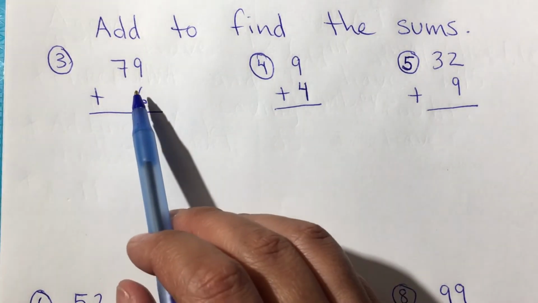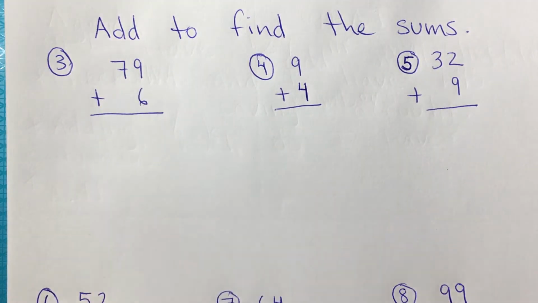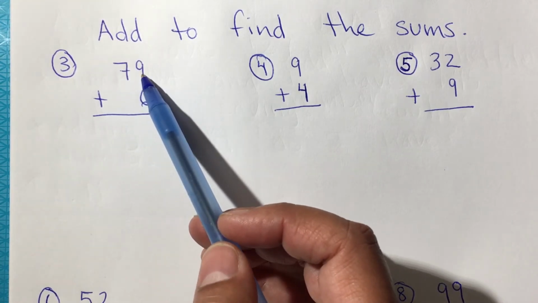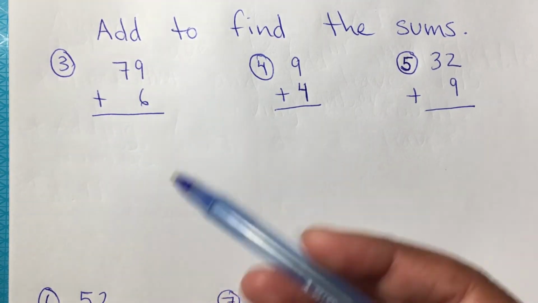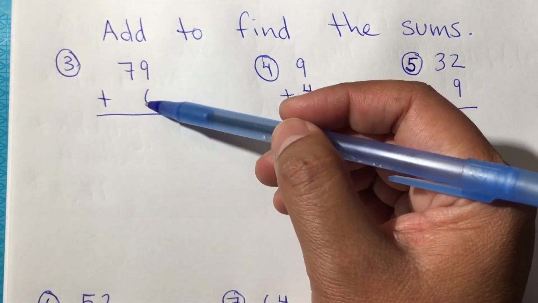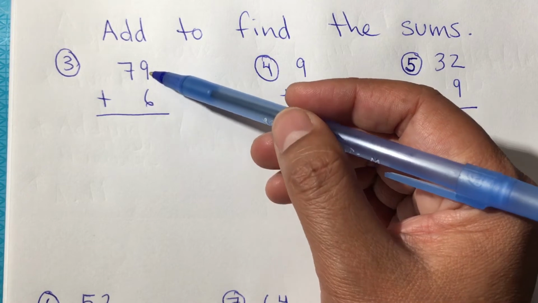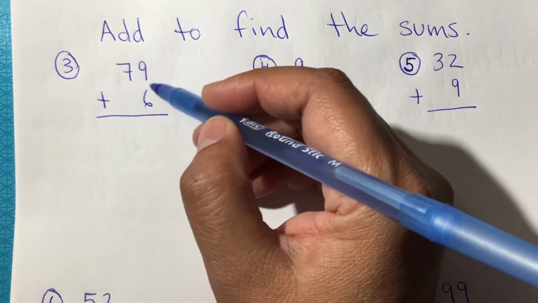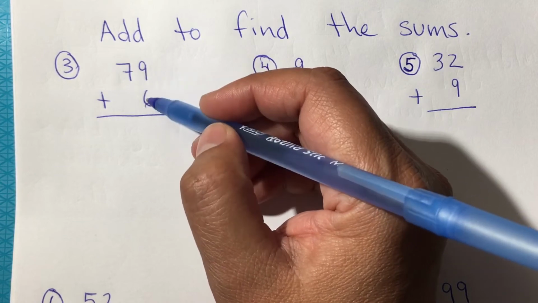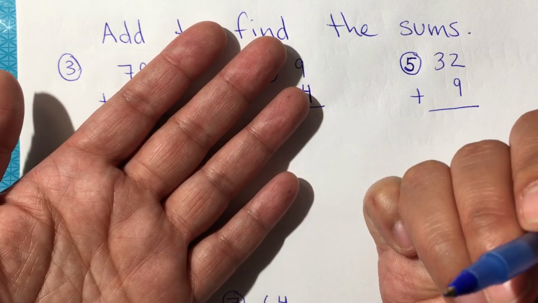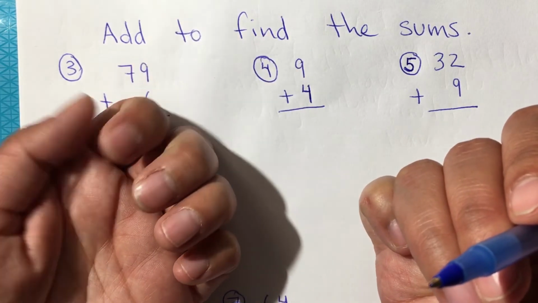Okay, number 3, 79 plus 6. Now we have something with tens and ones, and in here only ones. That's okay. We're going to make sure that we add the ones and that those are aligned, okay? So let's do it in our head. First put the 9. That's the biggest of these two numbers. 9, and then 10, 11, 12, 13, 14, 15.